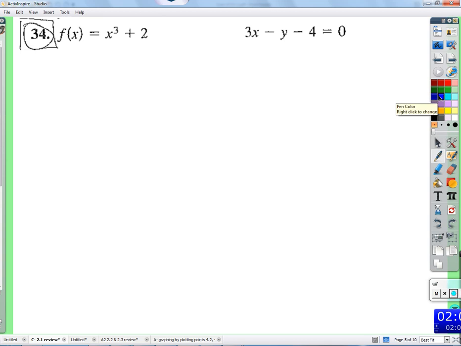So we want to find the equation of the line that is tangent to this graph and parallel to this line. Now we need to do a few things, right? So let's do something first. What's the first thing we can do? One, set that line to y. And that'll tell us what?